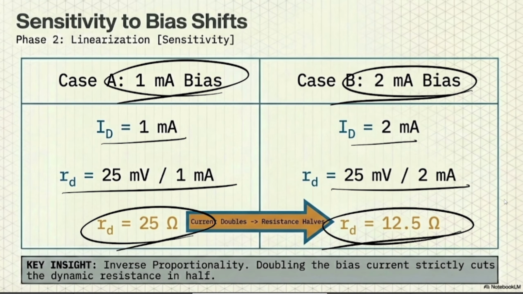What we just saw is that inverse proportionality. It means that doubling the bias current strictly cuts the dynamic resistance in half. That's why it is important.